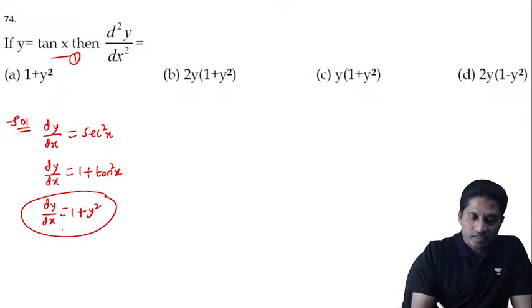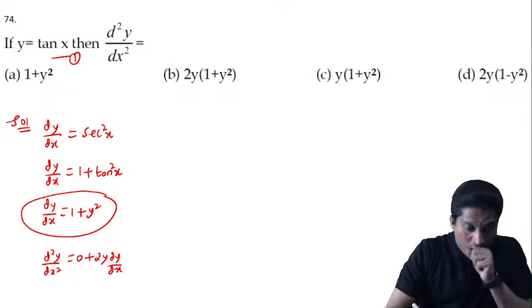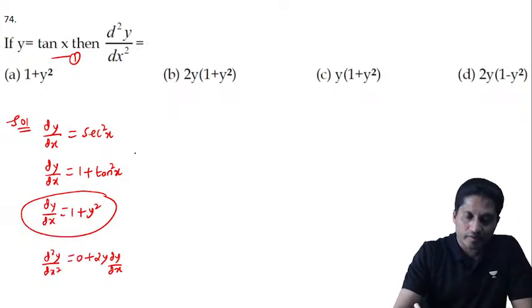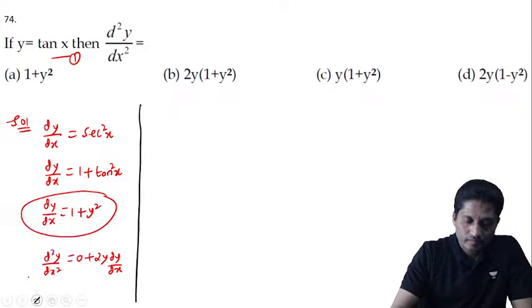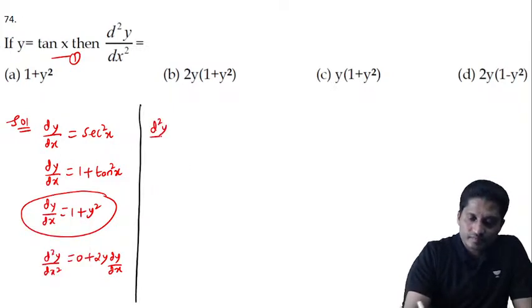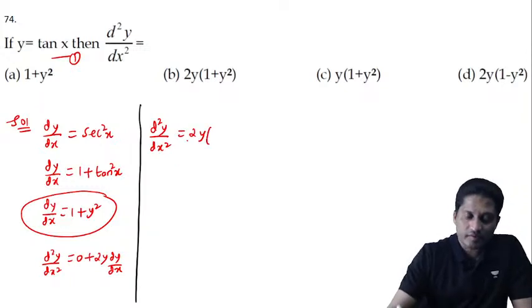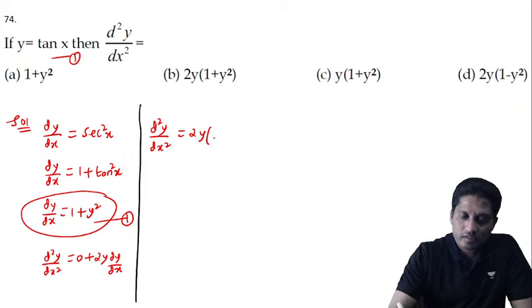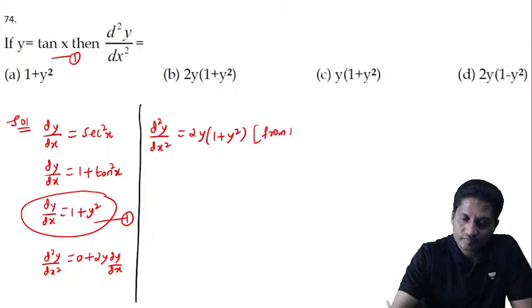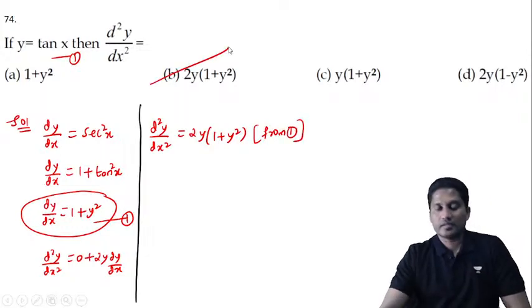If I differentiate once again, d square y by dx square: differentiation of 1 is 0, differentiation of y square is 2y into dy by dx. Now if I substitute the value of dy by dx, d square y upon dx square is equal to 2y, and substituting the value of dy by dx, this is 1 plus y square. This is from equation 1. Answer will be option B.